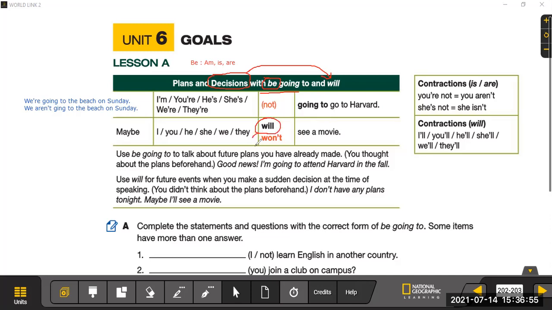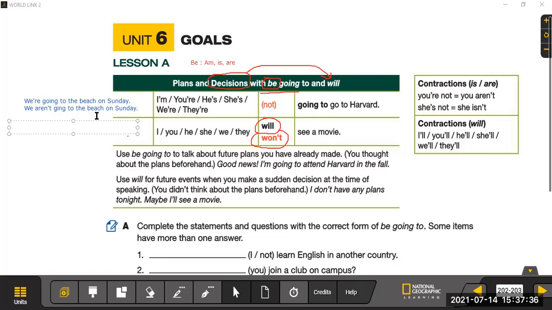And obviously we have here will not. The contraction is won't. That is the negative. So remember, if you are talking about decisions, something that you maybe think about in this precise moment, okay, that is a decision, you have to use will or won't. So imagine you are talking about, well, you want to go to the beach on Sunday and you are planning that. You cannot say, I will go to the beach on Sunday.